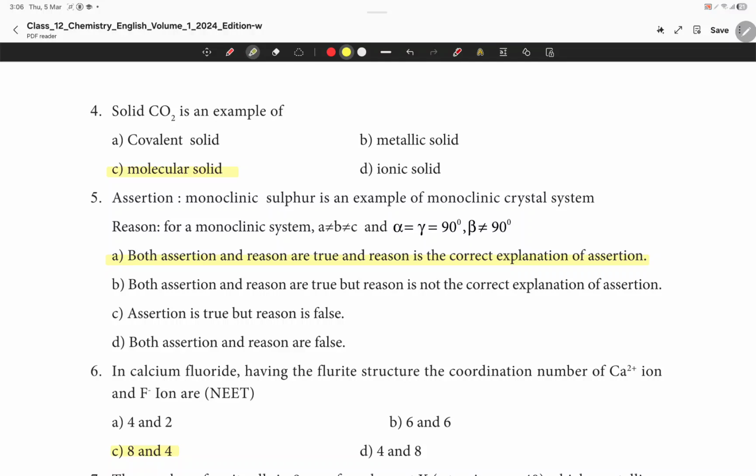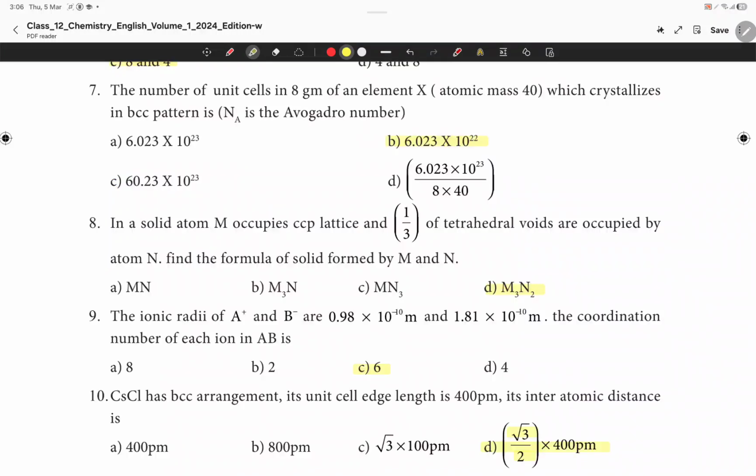In calcium fluoride, having the fluorite structure, the coordination numbers of Ca2+ ion and F- ion are 8 and 4. The number of unit cells in 8 gram of an element X, atomic mass 40, which crystallizes in BCC pattern is 0.1 Na, where Na is the Avogadro number, or 6.023 × 10^22. In a solid, atom M occupies CCP lattice and 1/3 of tetrahedral voids are occupied by atom N. The formula of the solid formed by M and N is M3N2.